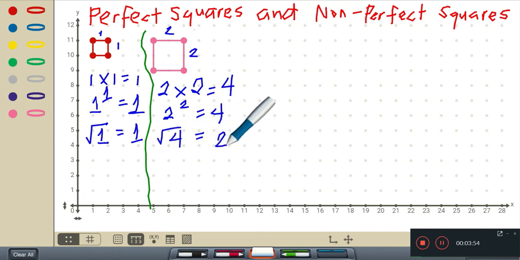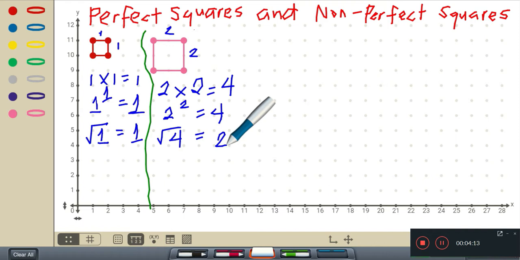Okay, you see the pattern now? Square root is a number which produces a specified quantity when multiplied by itself. So 2 is the specified number that when you multiply it by itself, you get 4. So that's the meaning of the word square root.